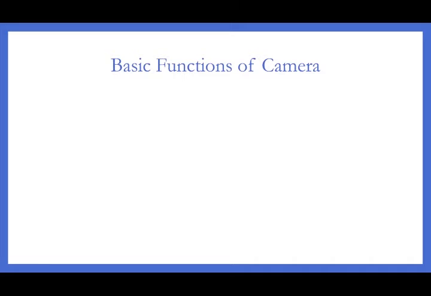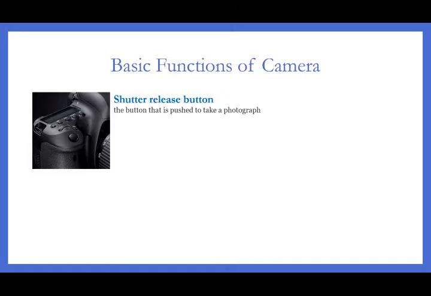Basic functions of a camera. Shutter release button: the button that is pushed to take a photograph. It is variously also known as the release or release button. There is normally a two-stage push. The first stage of the button push is often referred to as the half push. The button is pressed until a little resistance is felt and pushed no further.